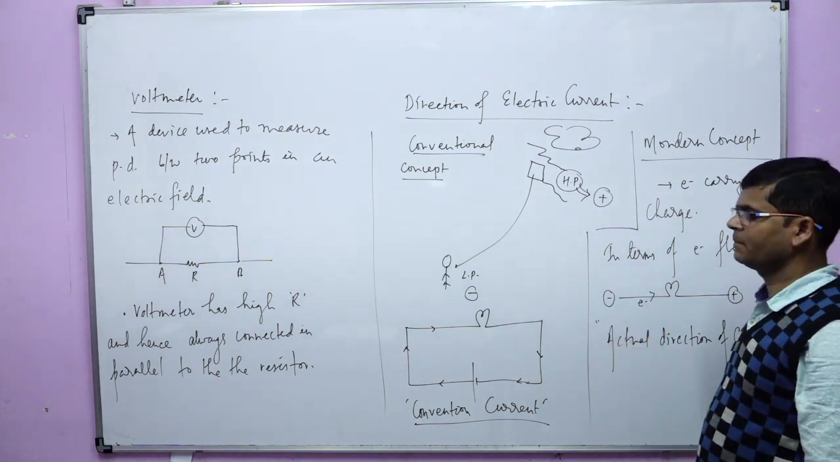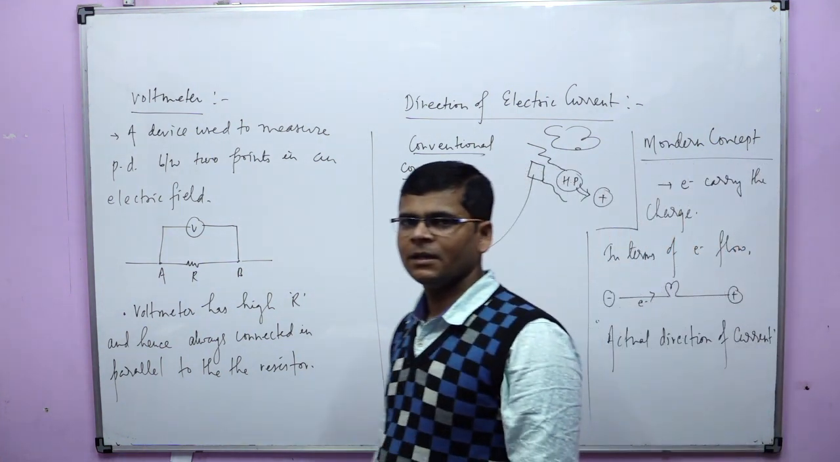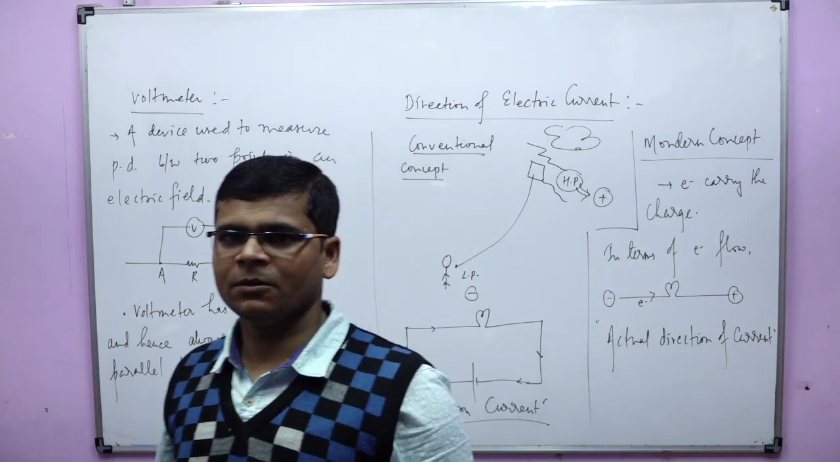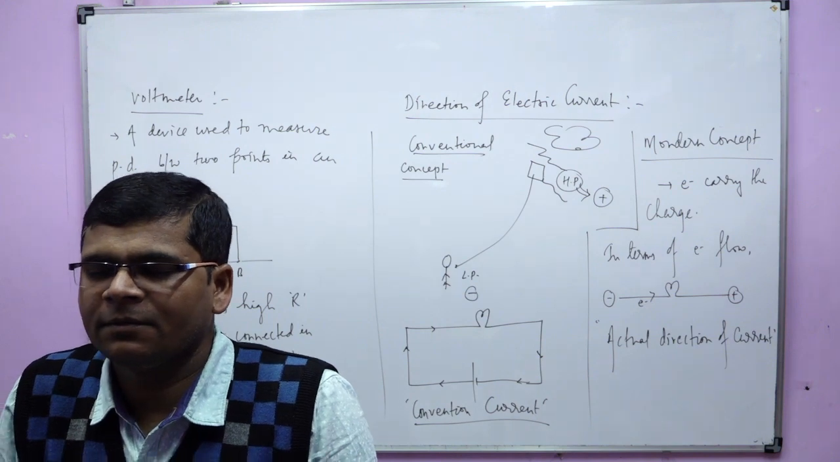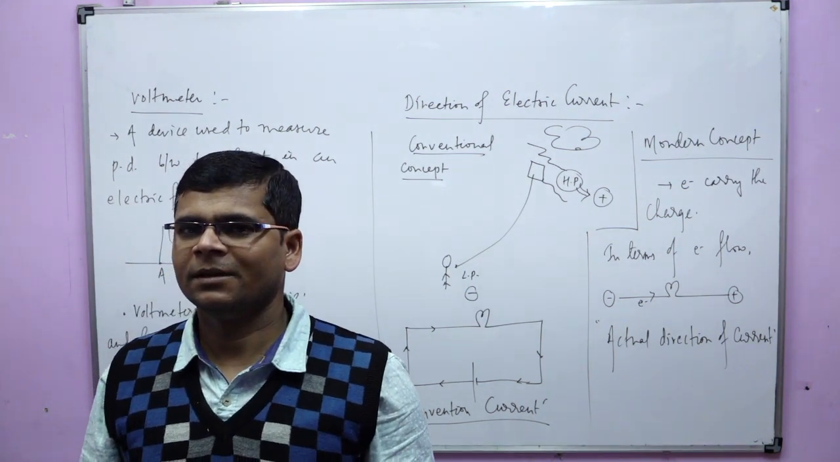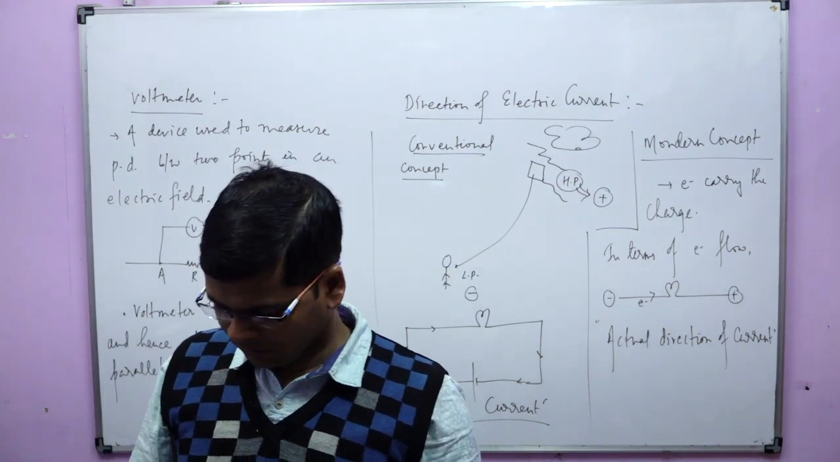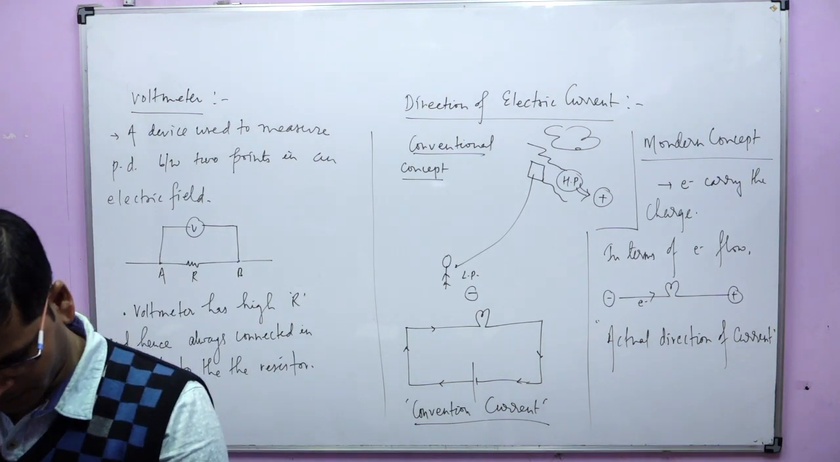So, to respect Benjamin Franklin, even today we show in an electric circuit the direction of the flow of current from positive to negative. This thing you have to keep in mind. Okay.